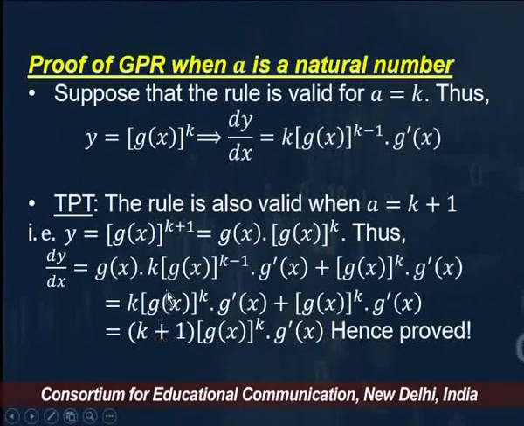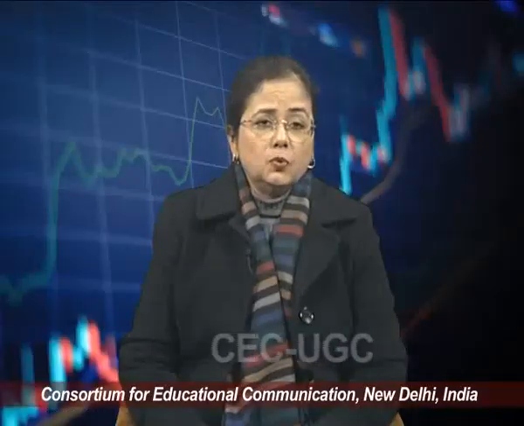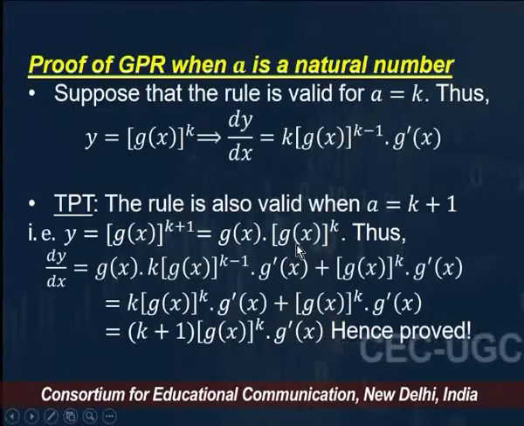Now let's collect the terms. We have g of x here and g of x to the power k minus 1. So when I multiply these, the powers will get added to give us g of x to the power k. And here the first term will become k times g of x to the power k times g prime of x, plus the second term written as it is, g of x to the power k times g prime of x, and this then gives us k plus 1 times g of x to the power k times g prime of x, which is exactly what we had to prove. So the generalized power rule is clearly valid when a is a natural number.